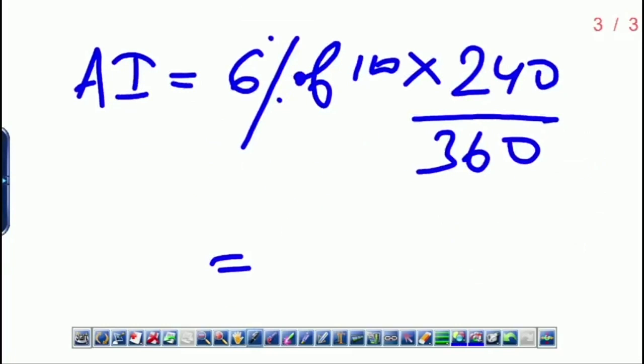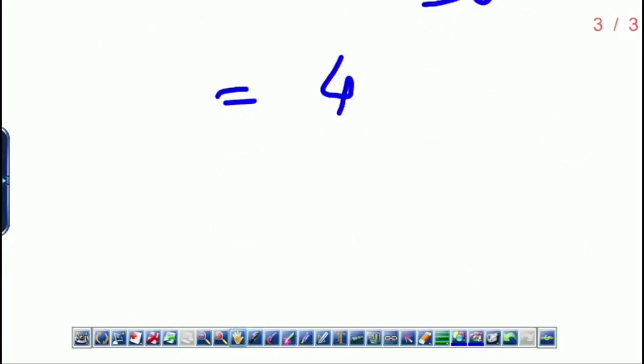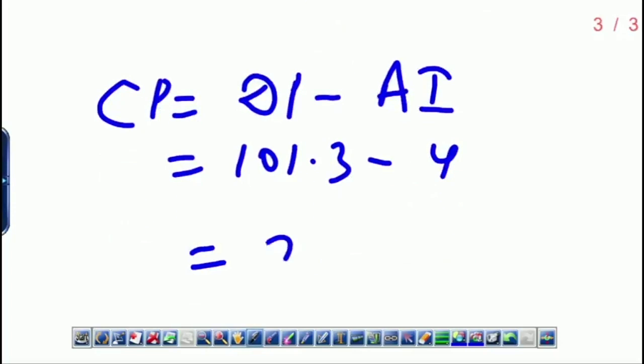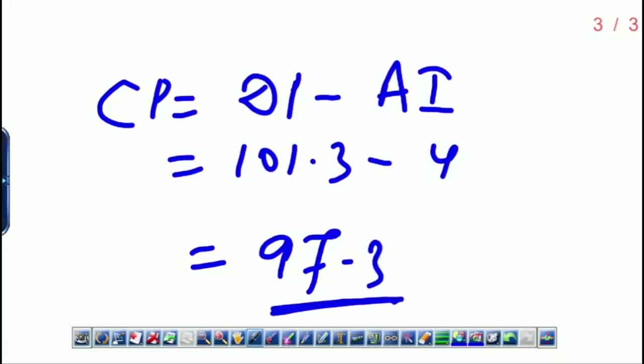6% of 100 into 240 by 360 is 4 rupees. So 4 rupees is included over there. So clean price is the dirty price minus the accrued interest. So 101.3 minus 4 is equal to 97.3, answer, clean price.